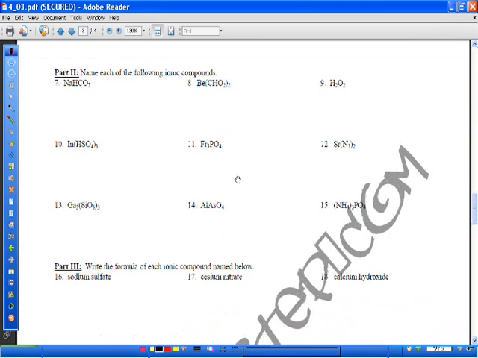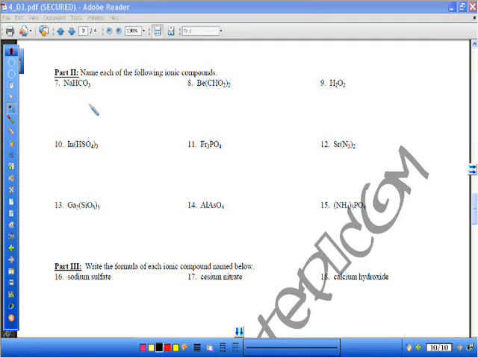All right, so let's name these. Again, this is what you have to know your polyatomics. Okay, there's the polyatomic. So this is going to be sodium bicarbonate.